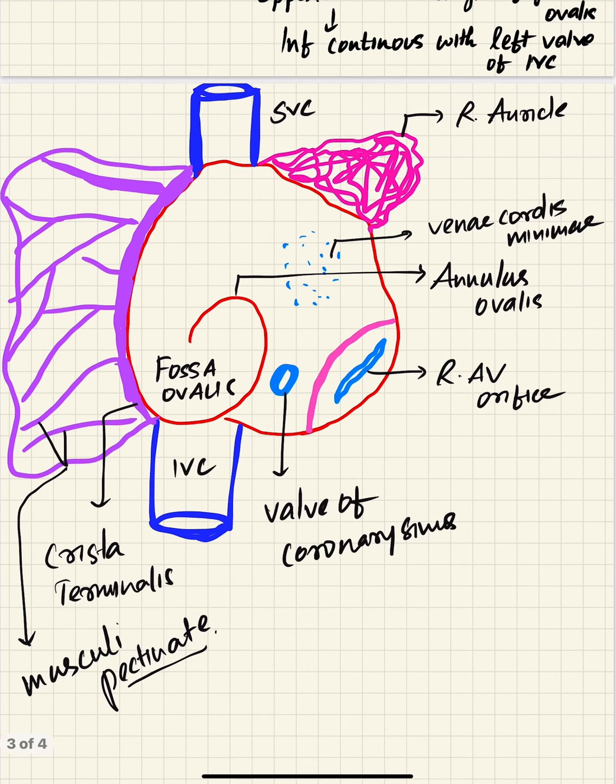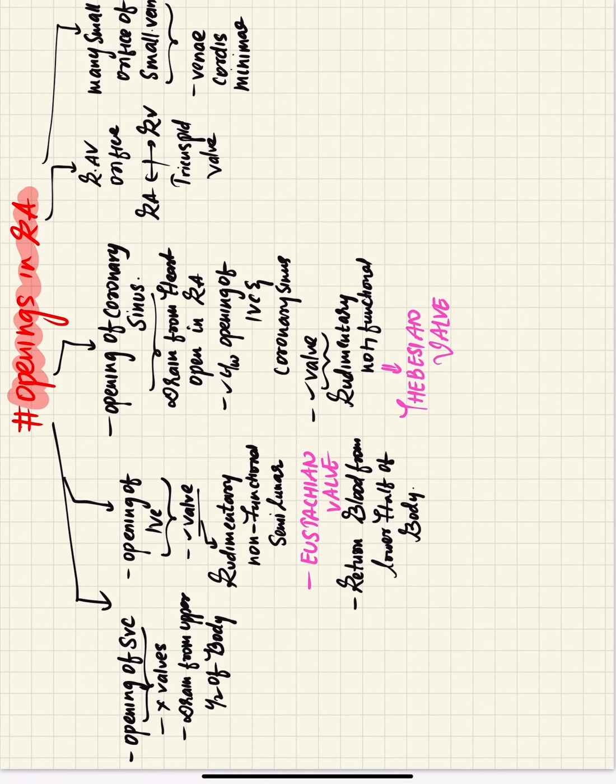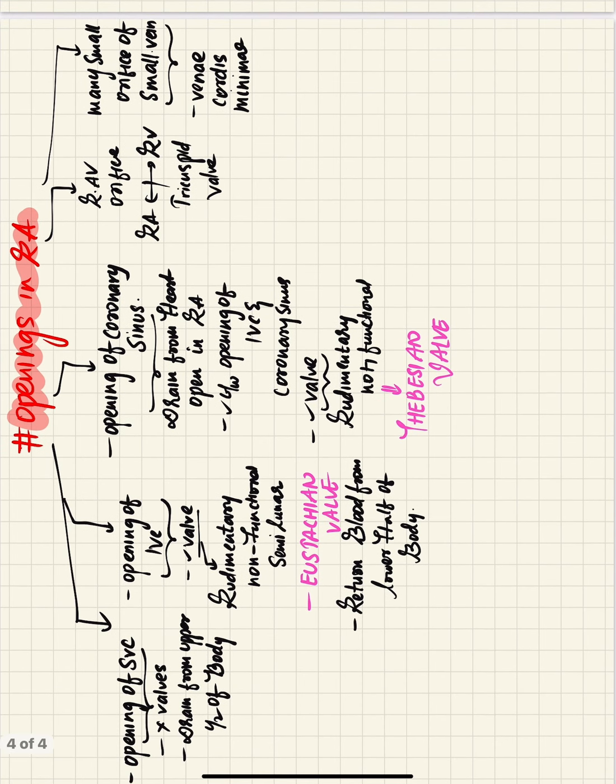Now coming to the openings of the right atrium. We will have a total of 5 openings. Opening of the superior vena cava, which will not have any valves, drains the upper half of the body. Opening of the inferior vena cava will have a valve, but it is rudimentary and non-functional, semilunar shaped, called the Eustachian valve. This returns the blood from the lower half of the body.